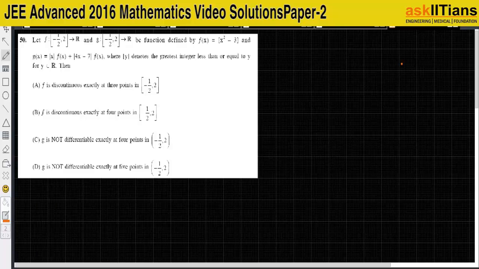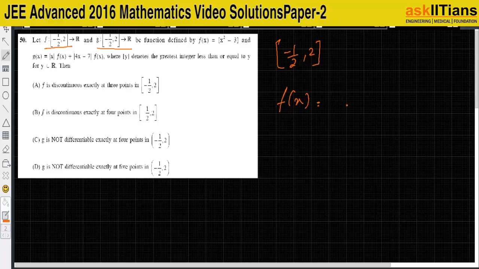Then let's look at question number 50. It says that there are two functions f and g which are defined like this. The domain is minus 1/2 to 2, so we are only concerned about this region and not about other regions. f(x) was the greatest integer of x square minus 3.